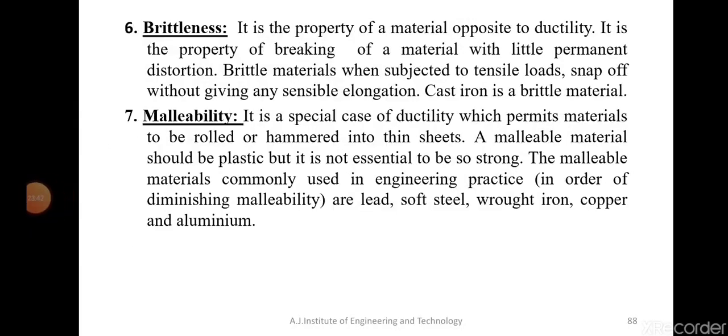Okay, so next one is brittleness. Now what do you mean by brittleness? It's a property of the material which is absolutely opposite to ductility. It is a property of breaking of a material with little permanent distortion. Brittle materials, when subjected to tensile load, snap off without giving any sensible elongation. Cast iron is one example of a brittle material. A very good example of a brittle material is glass.